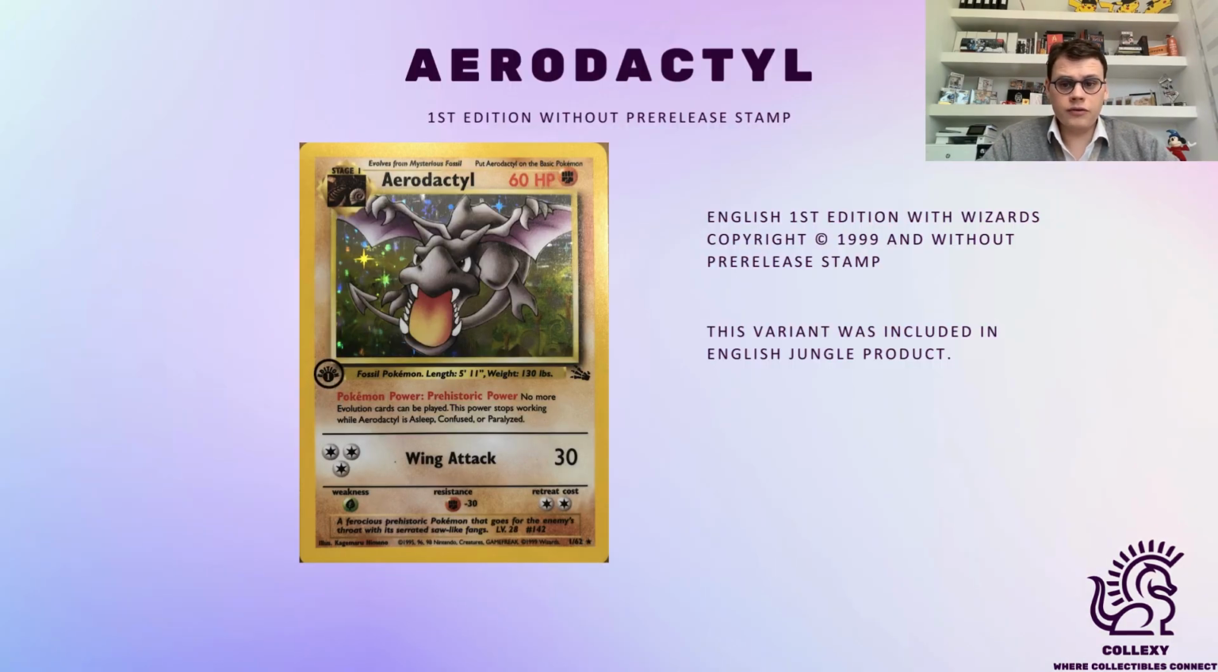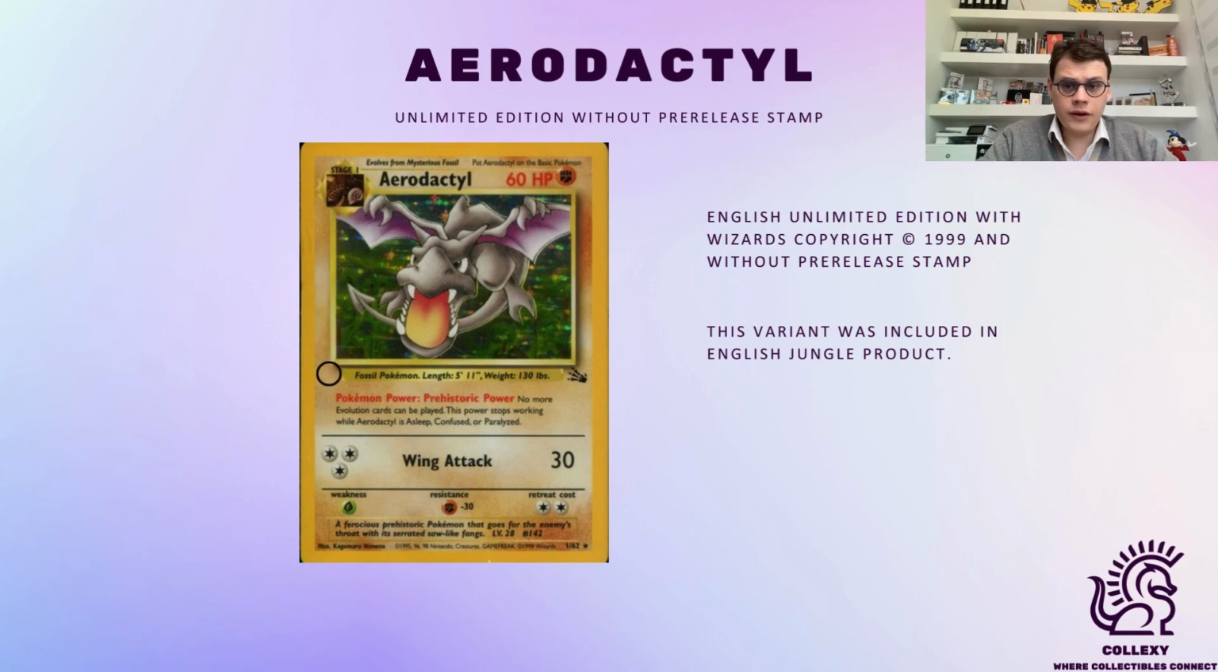The first variant of Aerodactyl is the first edition variant without the pre-release stamp and with the Wizards of the Coast copyright year 1999. This variant was basically simply included in the English jungle product and could be pulled from booster boxes and booster packs of the fossil set.